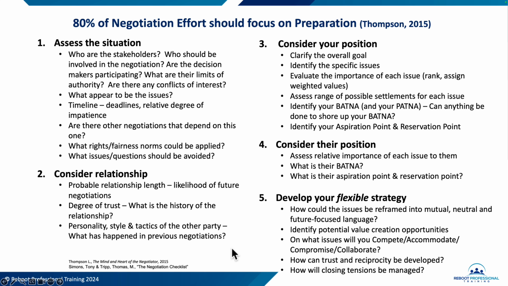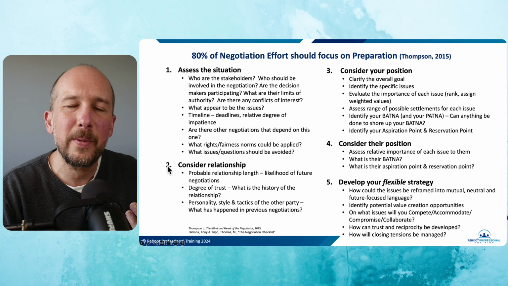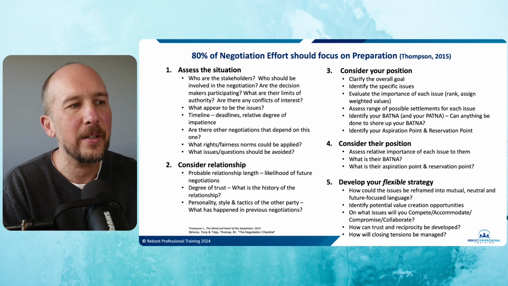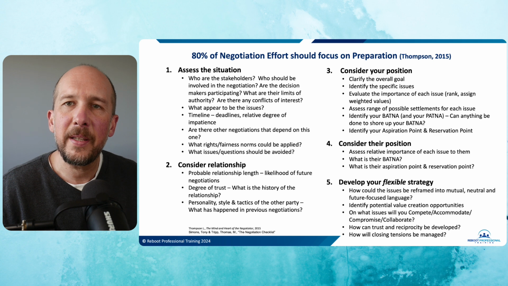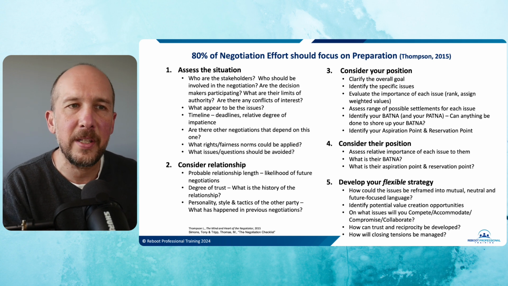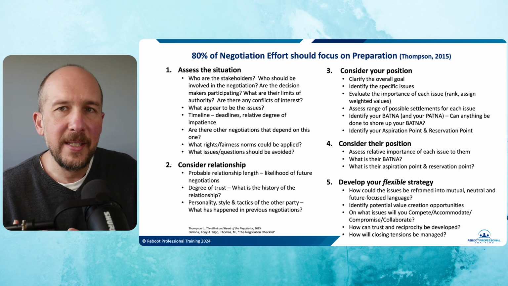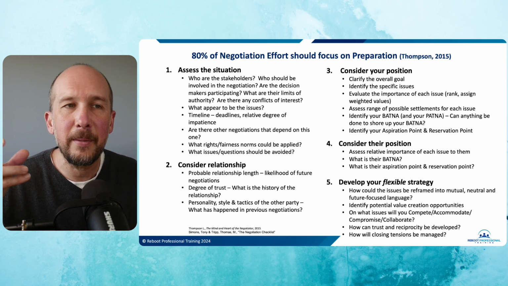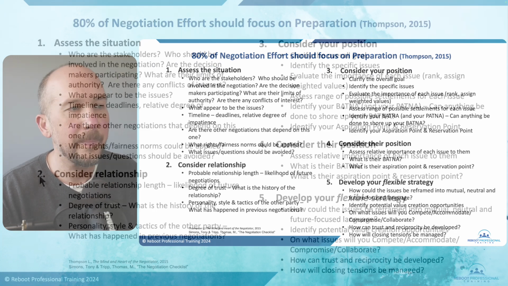Are there other negotiations that depend on this one, and what rights and fairness norms should be applied, or what questions should be avoided? You then should think about the relationship. What's the potential for future work with this particular client? What's the history of the relationship with this particular contractor? Of course, it might be that you decide to follow a similar course of action that you've taken in the past, but in many situations, reviewing helps us to calibrate and make sure that we're responding effectively.